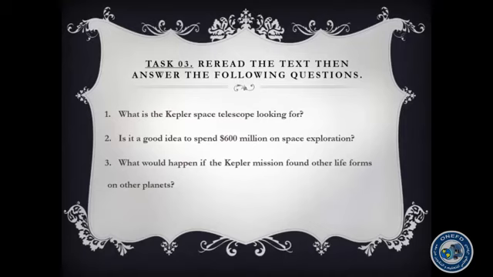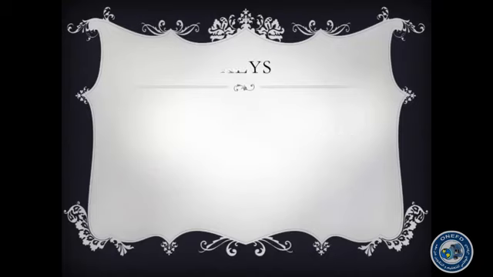So I repeat, the first question you answer according to the text, but questions 2 and 3 you answer according to your personal opinion. So feel free to pause the video, go back to the text, reread it, then you can answer the questions. So let's take a look at the answers. So the first answer is, the Kepler Space Telescope is looking for what? It's looking for other planets that can support life.